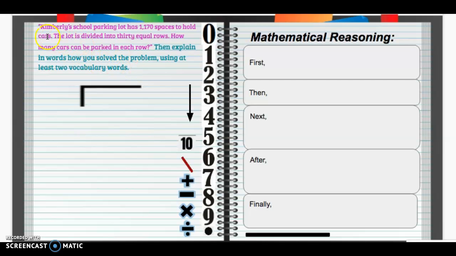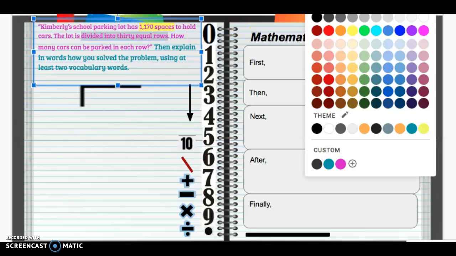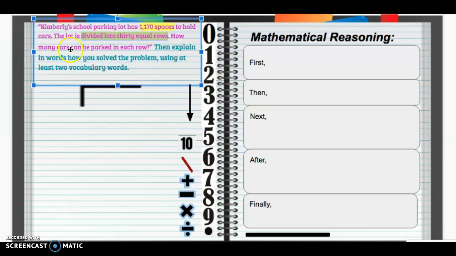Right, so for writing today, it says that Kimberly School parking lot has 1,170 spaces to hold cars. The lot is divided into 30 equal rows. I want to know how many cars can be parked in each row.